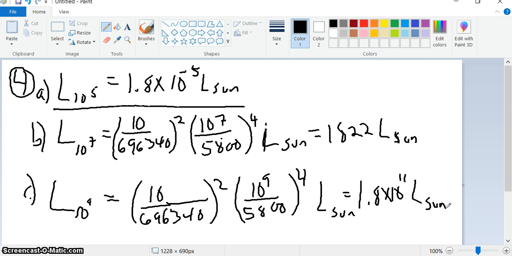Okay, and I think they asked us as well, could you plot this on the HR diagram? This one you could plot on the HR diagram. This one you could plot on the HR diagram. This one it wouldn't fit. The last one, part C, would not fit. The normal HR diagram that we look at does not go that high. This is just a little less than a trillion times the luminosity of the sun. So no, that one would not fit on our standard HR diagram.